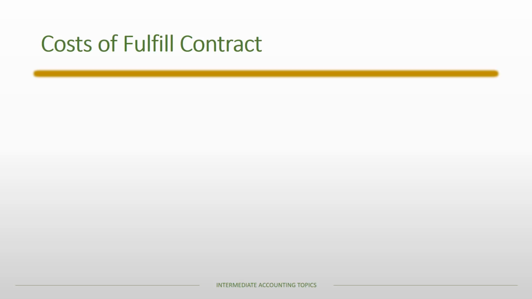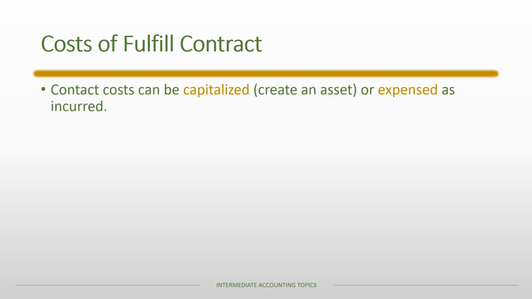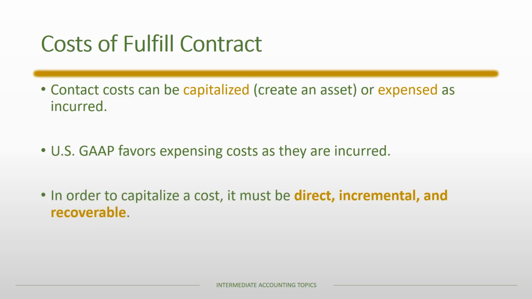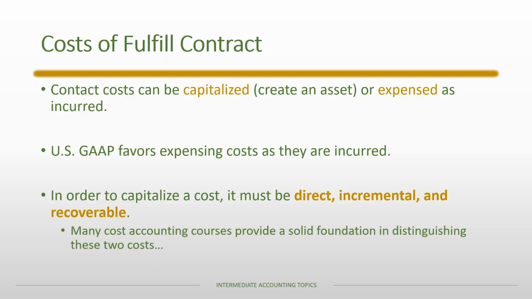All right, now we have costs to fulfill a contract. This is kind of a review of what you probably had in cost accounting, but we'll go over it very quickly. First of all, a contract cost can be capitalized or it can be expensed as incurred. US GAAP favors expensing costs as they are incurred. However, you can capitalize a cost if that cost is direct, incremental, and recoverable. So it has to be all three criteria. Again, a lot of these concepts would have been covered in your cost accounting course, so I'm not going to spend too much time on it here.